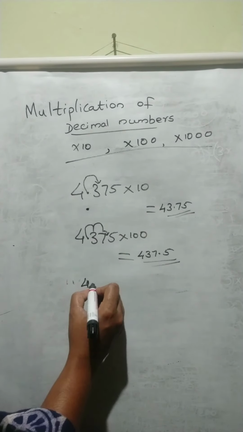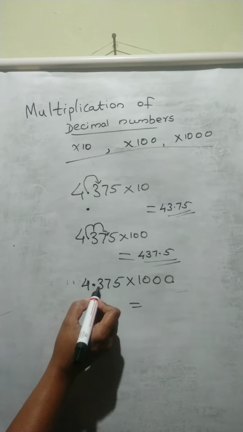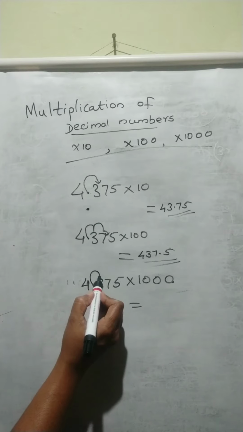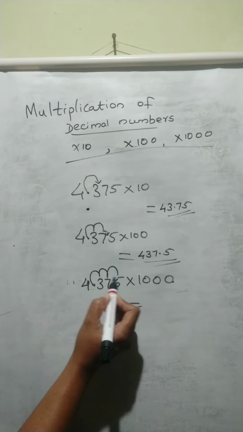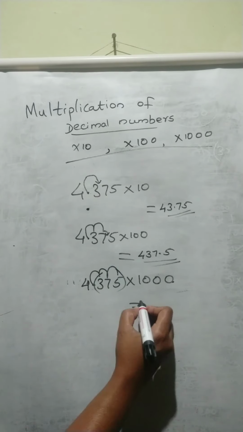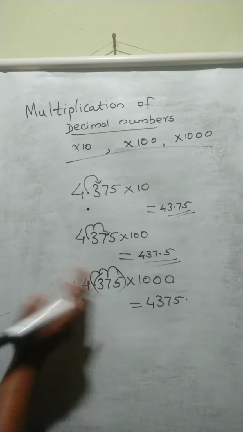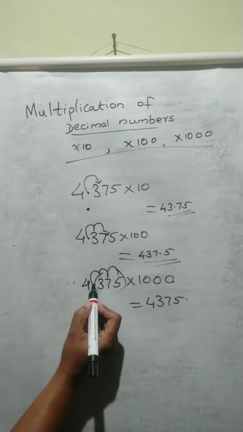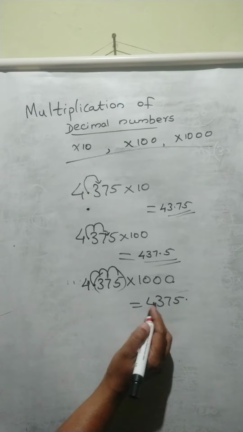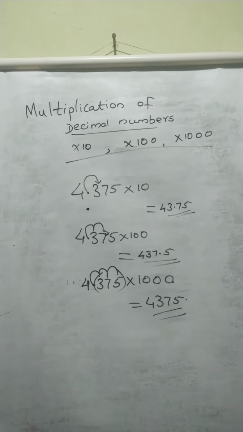Actually here 3 zeros are there. So we have to move the decimal point after 3 digits. That means 1, 2, 3. So we have to consider these 3 numbers, then keep the decimal point. But if there is no other digit, we have to take all these 3 digits before the decimal point. So the answer is 4375.